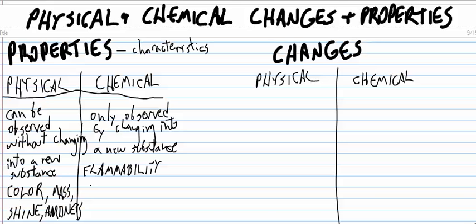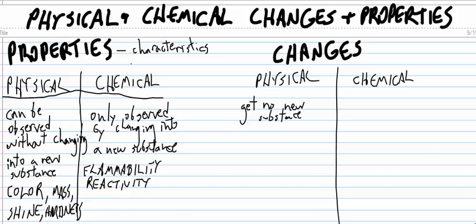How about, does it react with acid? Does it react with a base? So reactivity is another one. The other side of that coin, you can talk about stability. How stable is something? Does something oxidize easily? Those are chemical properties. Now let's jump over here to changes, physical and chemical changes. The idea is quite similar. So in a physical change, you get no new substance.